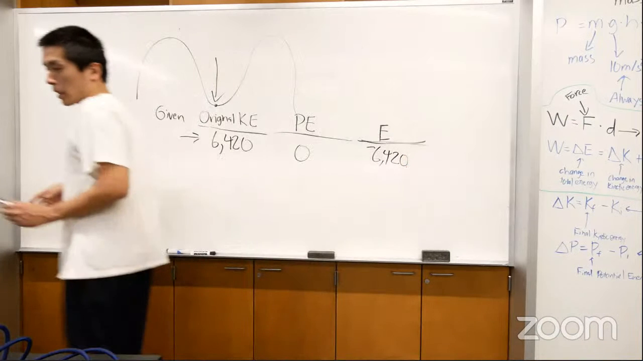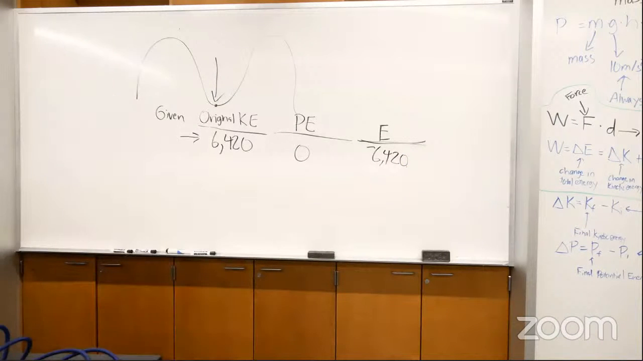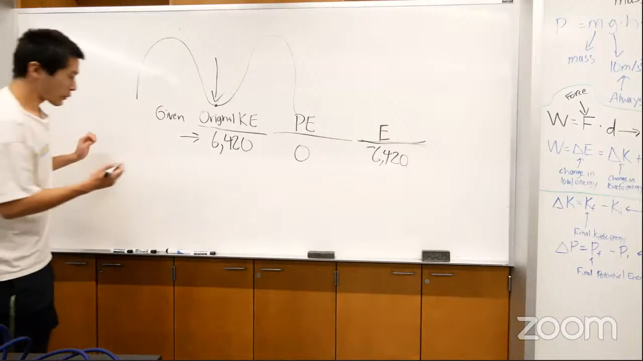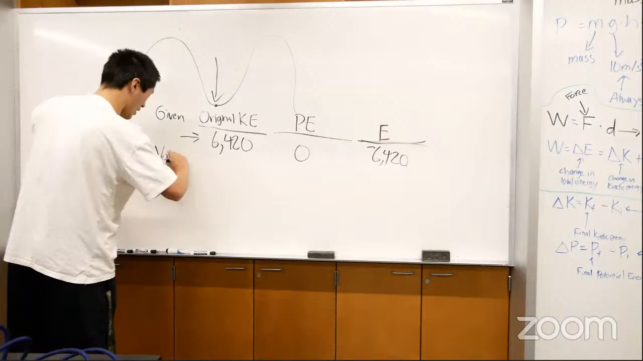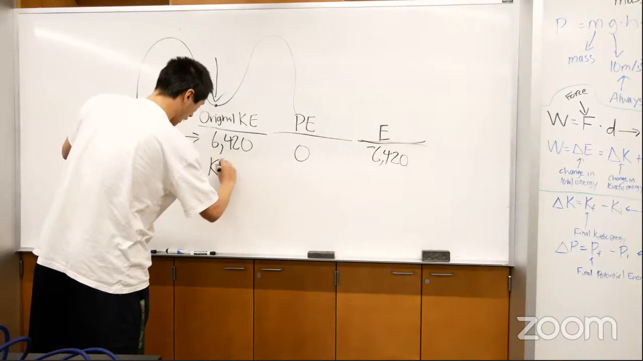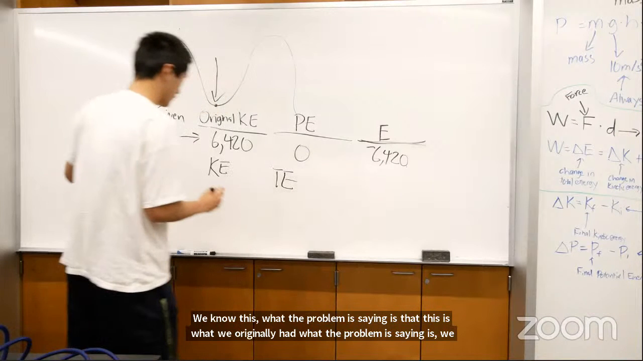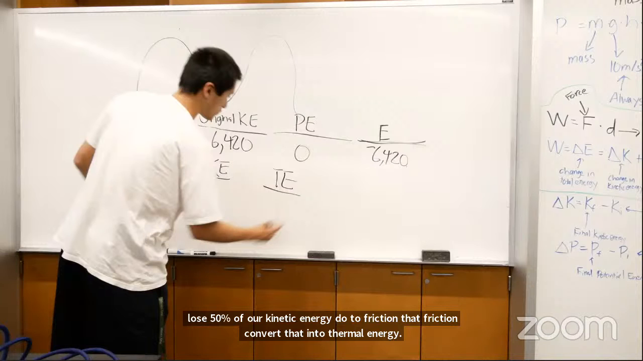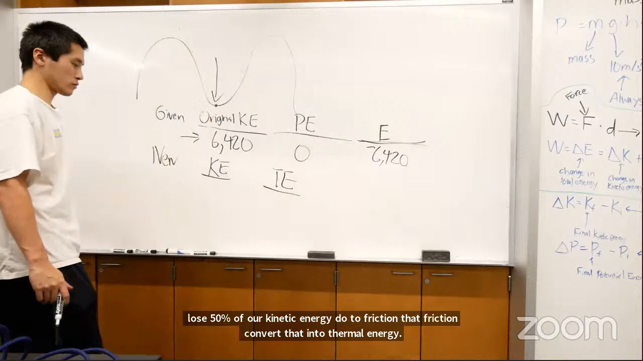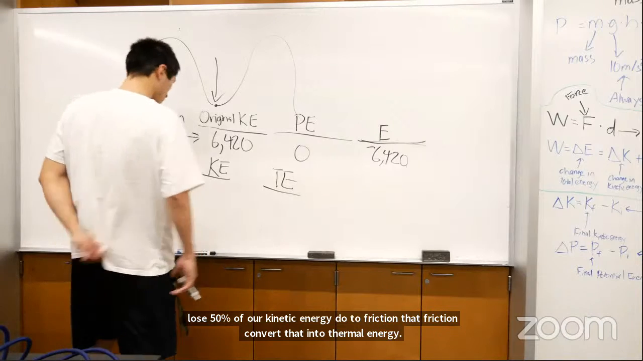So we know this. What the problem is saying is that this is what we originally had. What the problem is saying is we lose 50% of our kinetic energy due to friction, and that friction converts that into thermal energy. So now we want to figure out how much kinetic energy we have now and how much thermal energy we have now. So my original kinetic energy is 6,420. I would need to divide by 2, right, in order to get my thermal energy. Mm-hmm.